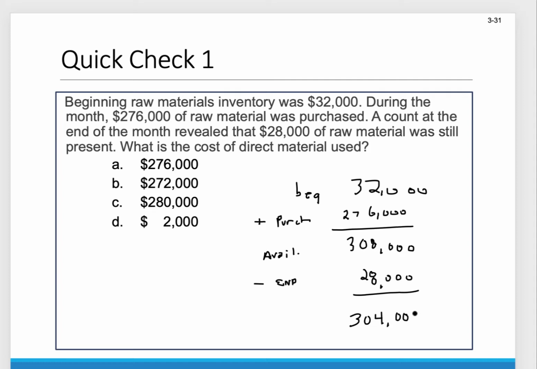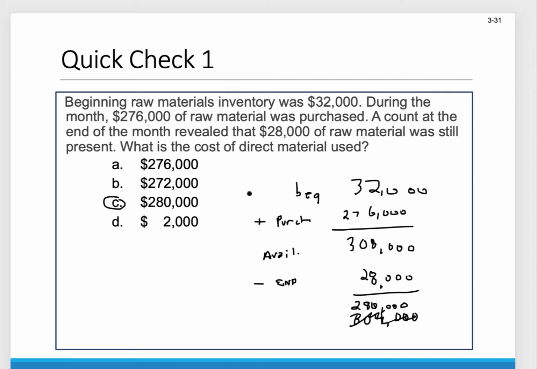Huh? That's not one of our answers. Huh? What happened? What did we do wrong? Actually, I added or subtracted wrong. That's the problem. It's $280,000. So our answer then is C.